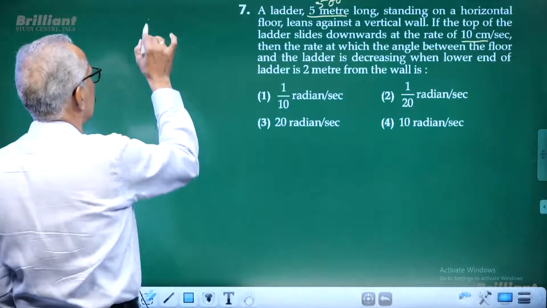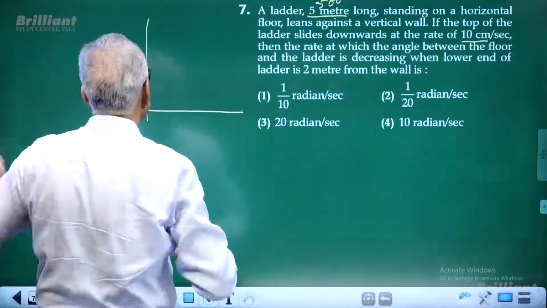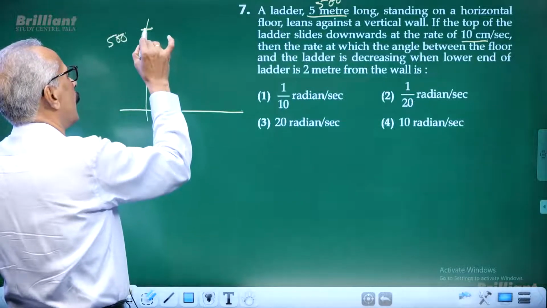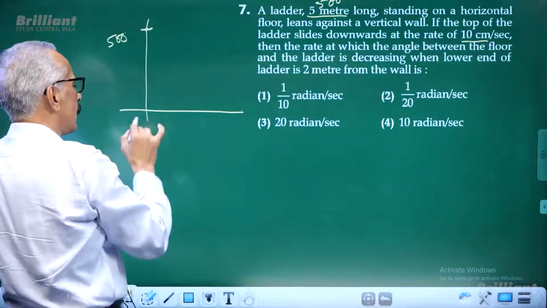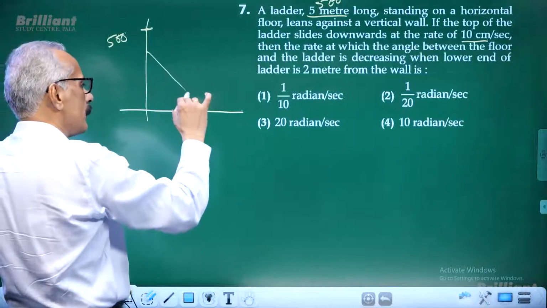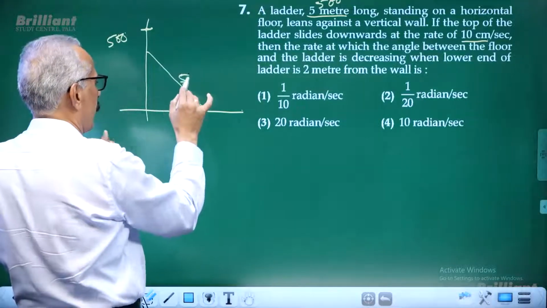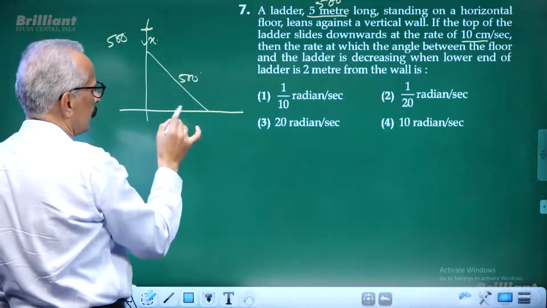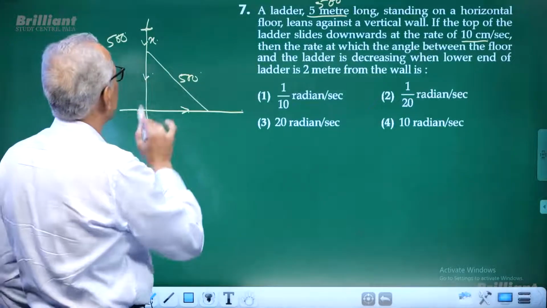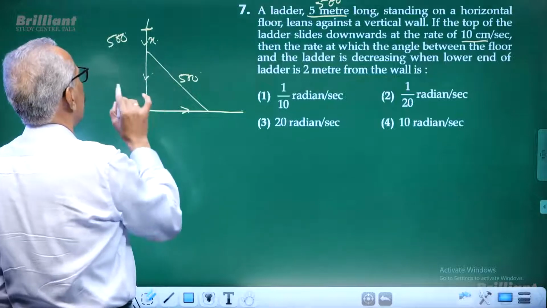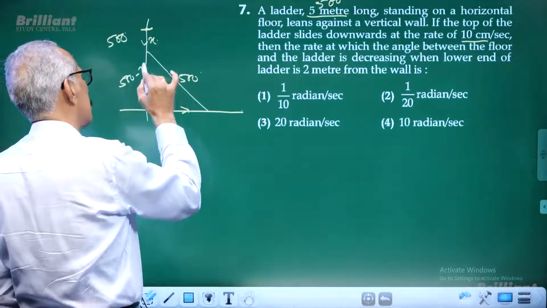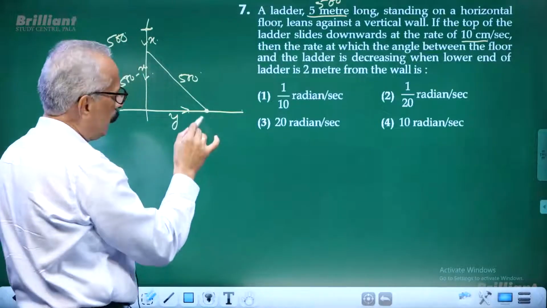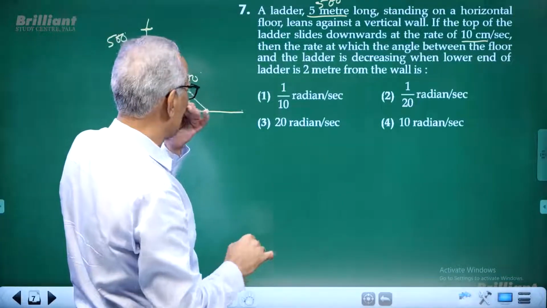Well, this is the case. First of all, this is 500 and the ladder's top position was here, and after time t, let this be the position. This will be 500. Let this be x. It goes down like this. And what will be this one now? It will become 500 minus x. And this part I say y. This is the bottom point movement along this axis.